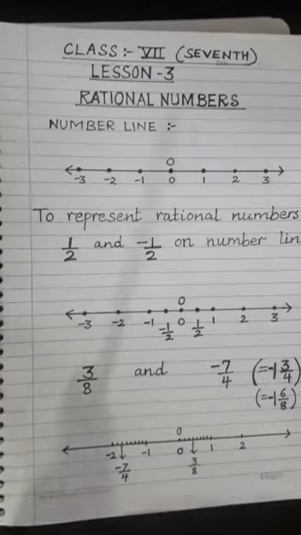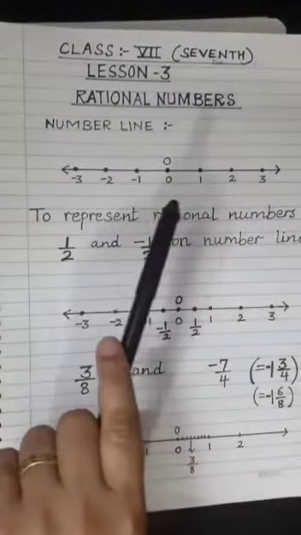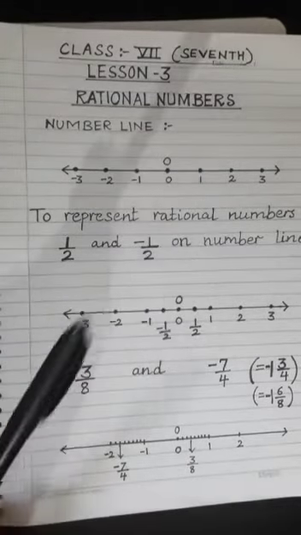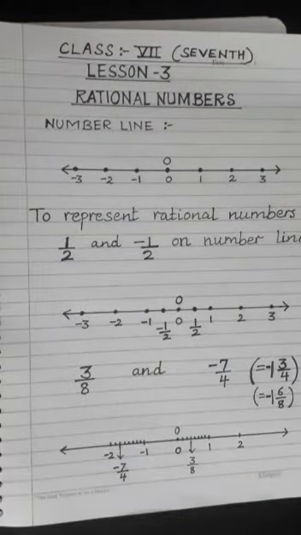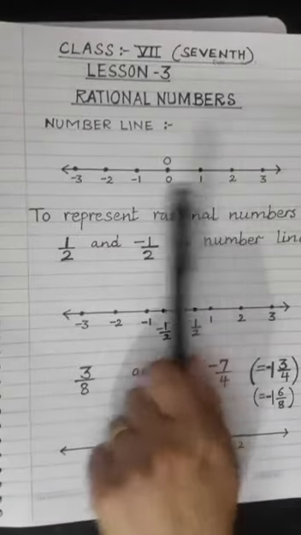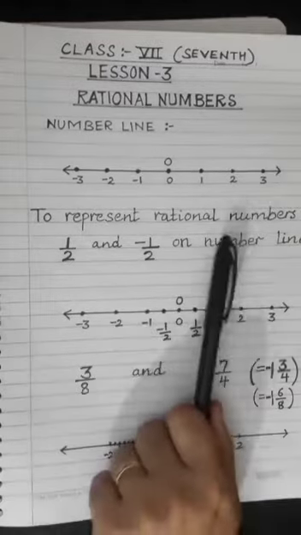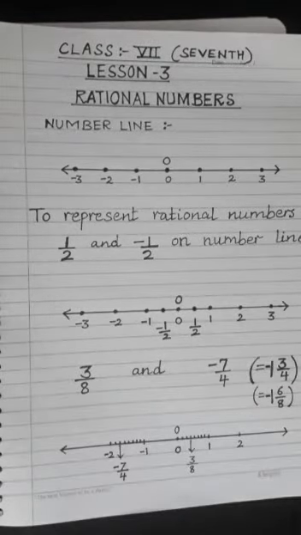Also we note that the pair of integers 1 and -1 are at equal distance, that is 1 unit from O. Pair of integers 2 and -2 are at equal distance 2 units from O, and pair of integers 3 and -3 are also at equal distance 3 units from O and so on.